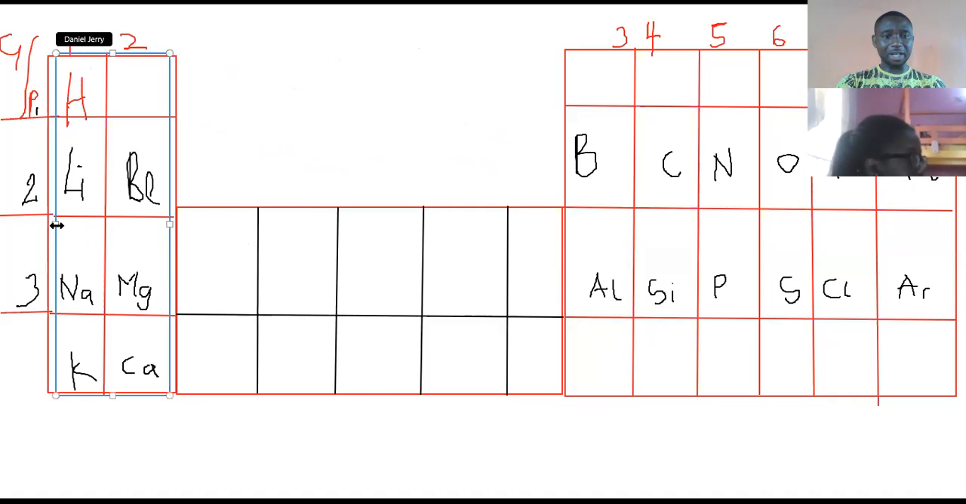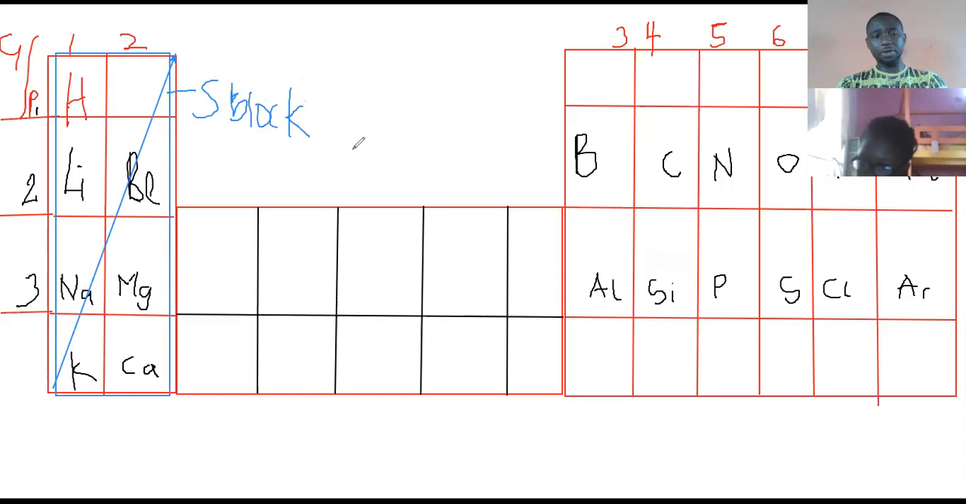Group 1 and 2 elements belong to what I call the S block. They belong to the S block, the S block family. Okay, we have established the S block for group 1 and 2.